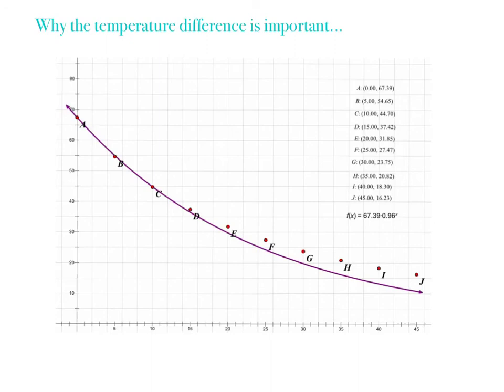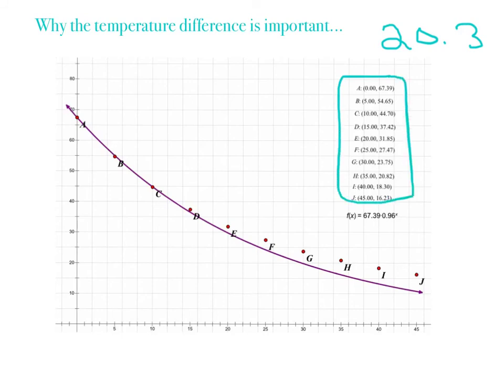Why temperature difference is important. Here's the graph that shows the difference in the room temperature and the water. So basically, the room temperature was 20.3 degrees Celsius, and we found the difference by subtracting the room temperature from the temperature of the water, and you can see those results here.